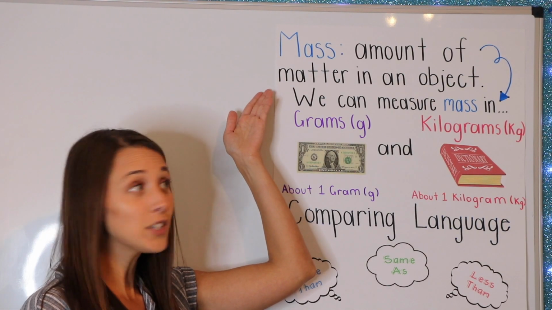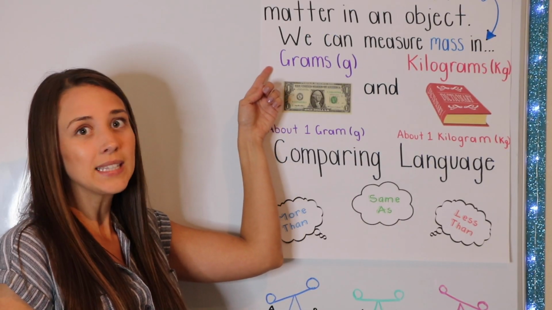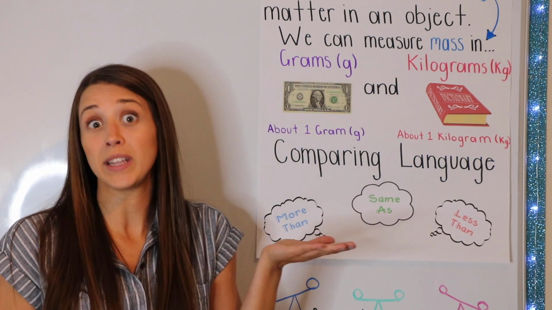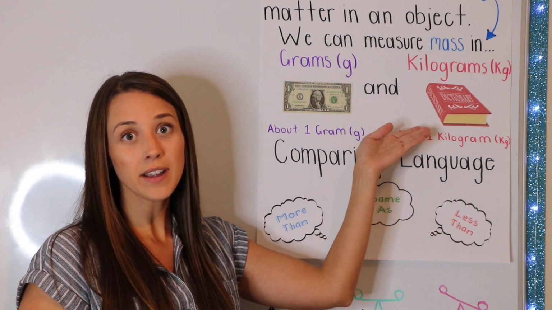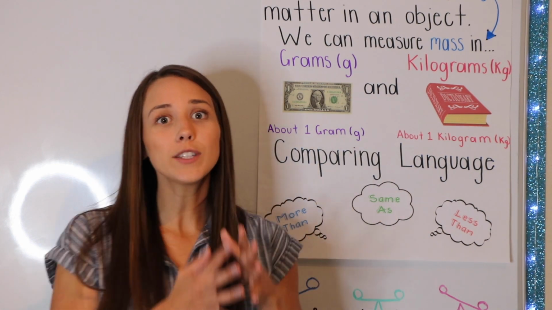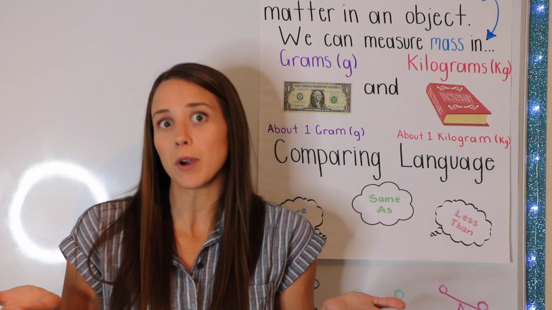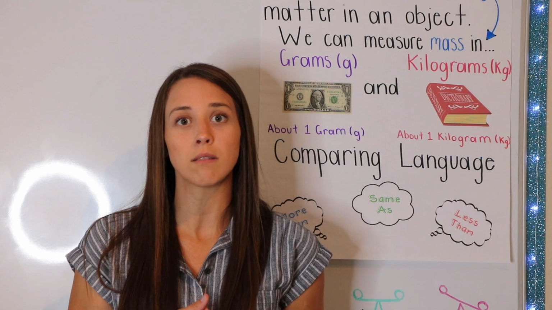We can measure mass using grams and kilograms. 1 gram is equal to the weight of a $1 bill, which is very light. And 1 kilogram has the same weight as a dictionary. So think about it. We want to use grams to weigh items that are lighter, like a paperclip. We would use kilograms to weigh objects that are heavier, like a car.